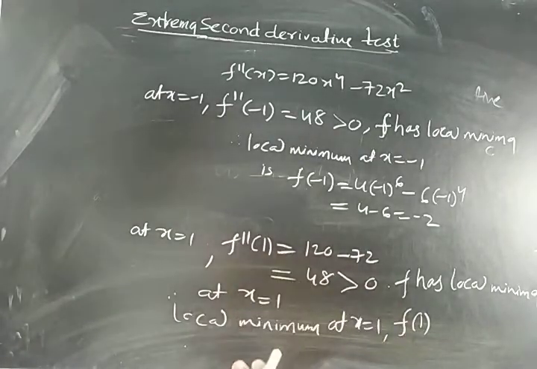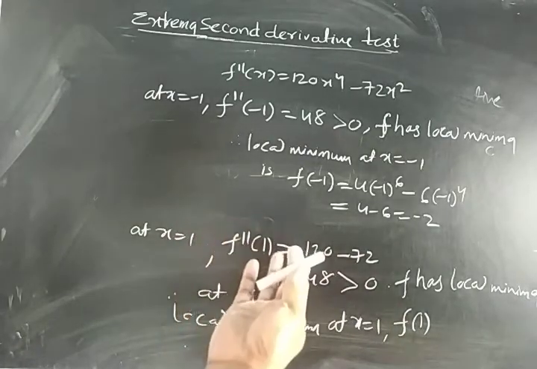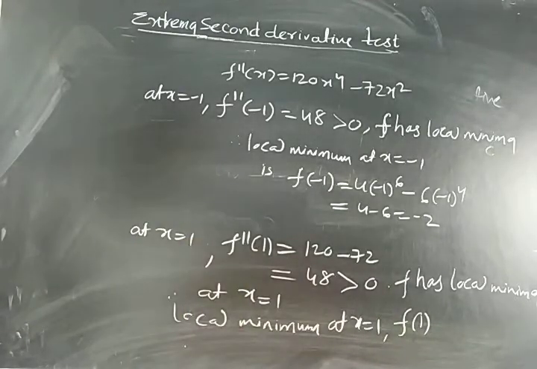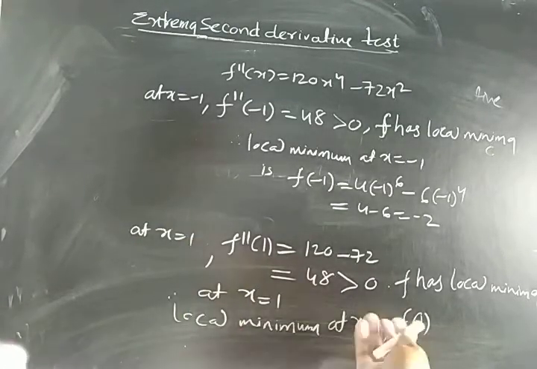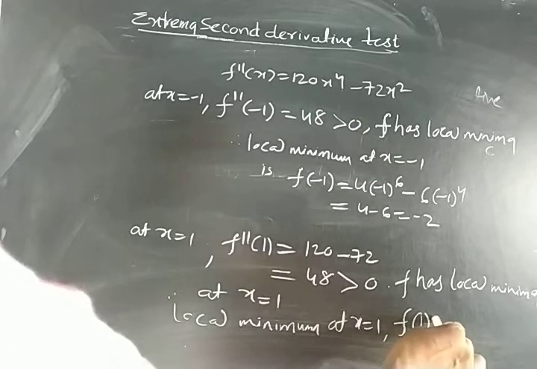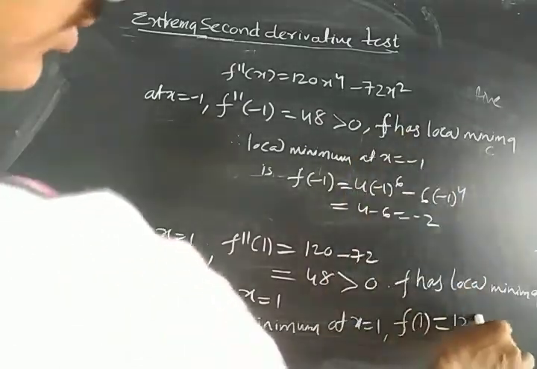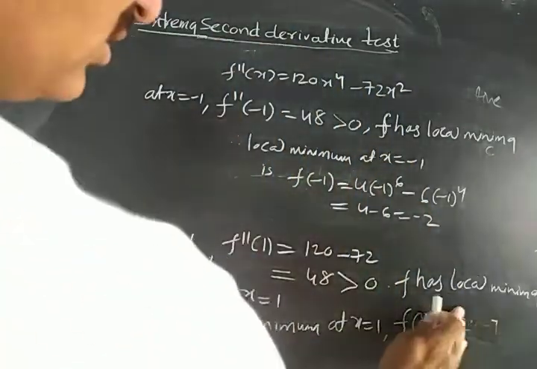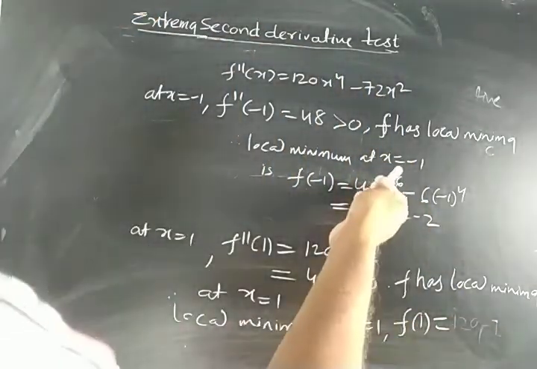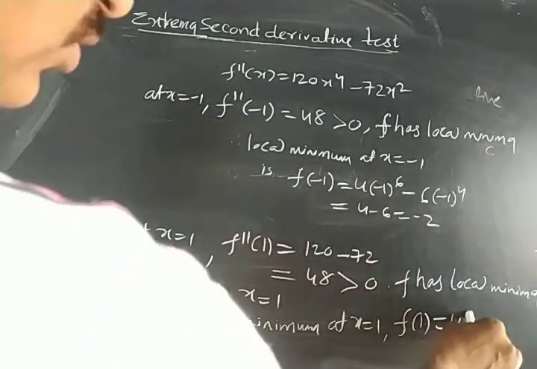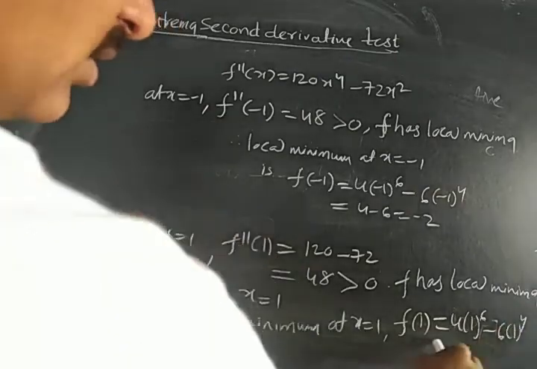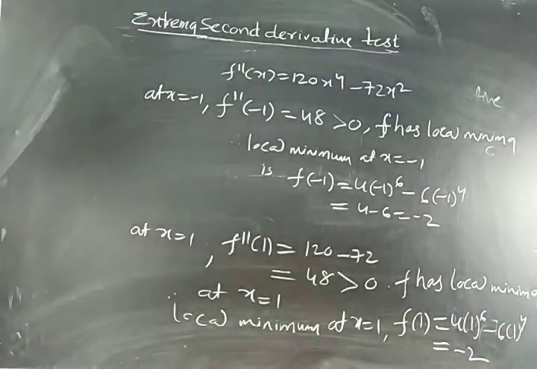And we are not able to check the extrema at 0, so for 0, I will go back to the first derivative test. Sorry, for the value you have to substitute in the function, not the second derivative. The function is 4 into 1 power 6 minus 6 into 1 power 4. Again it is -2.